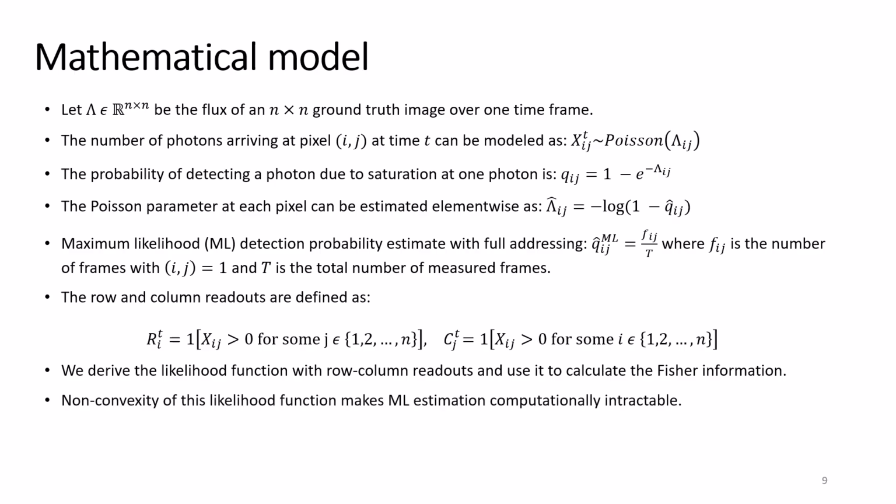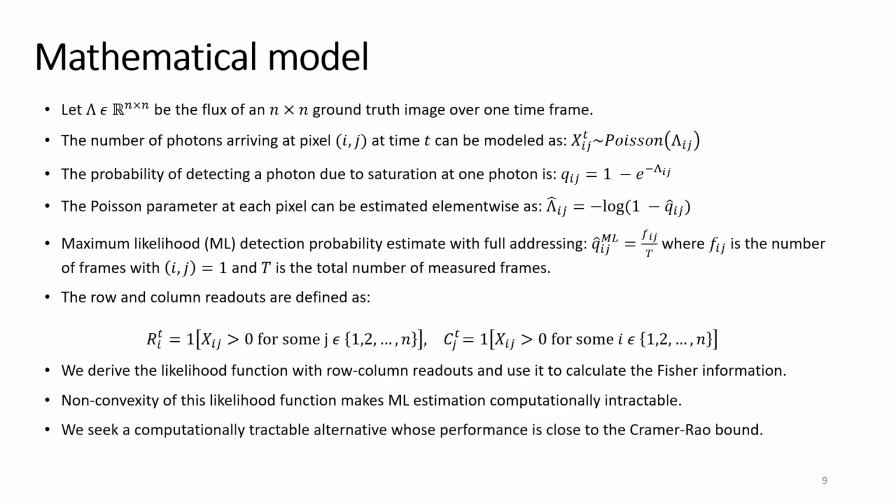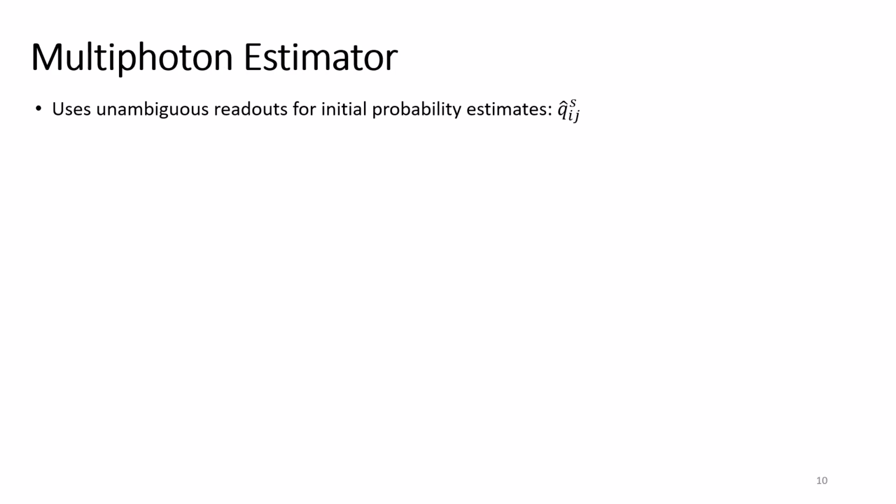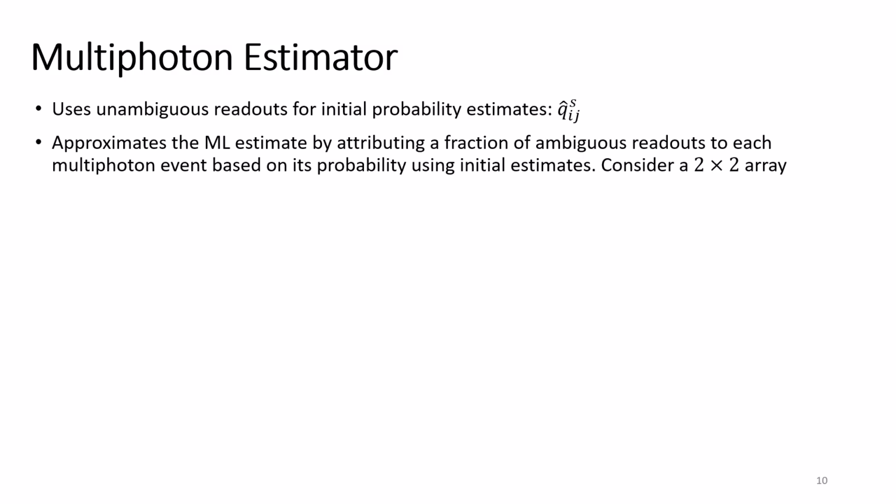The non-convexity of this function makes the ML estimation computationally intractable, and we therefore seek an alternative whose performance is close to the Cramér-Rao bound. The multiphoton estimator uses initial probability estimates obtained from unambiguous data to approximate the ML estimate. It attributes a fraction of ambiguous frames to each multiphoton event based on its probability.